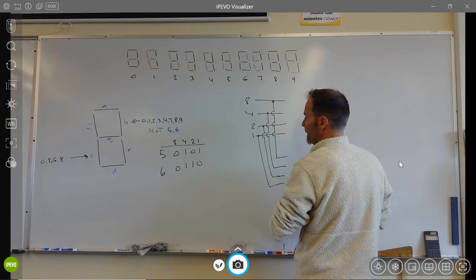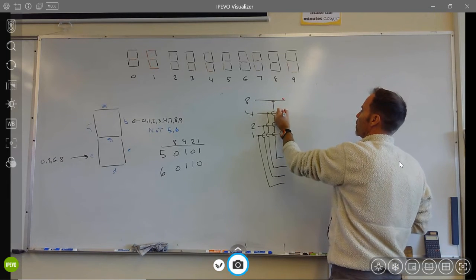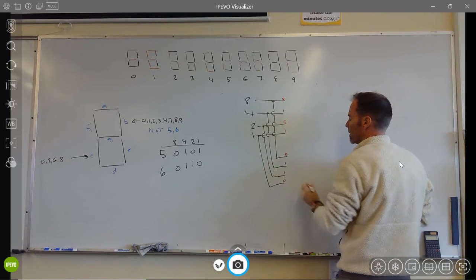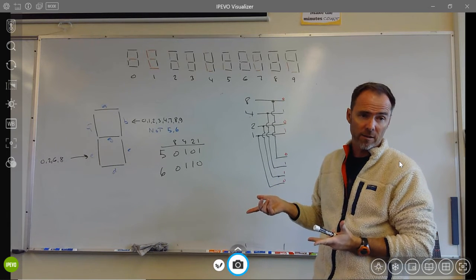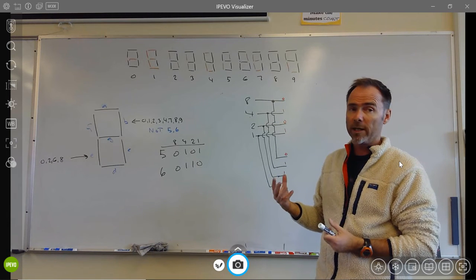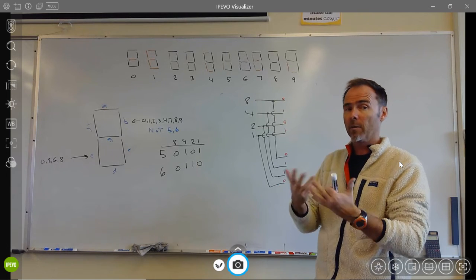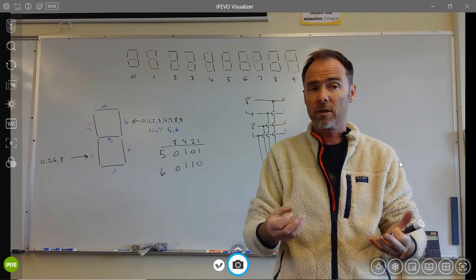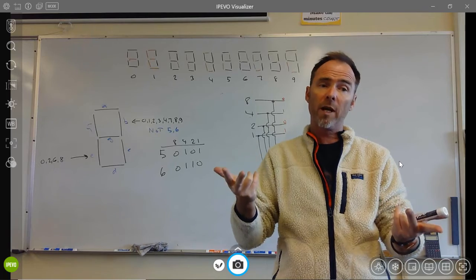I have the 5, which is 0, 1, 0, 1, and I have the 6, 0, 1, 1, 0. So basically, I do not want to light it up on those 2 cases. So I'm going to give a 1 in those 2 cases, and then I'm going to invert it because it's going to give me a 0 in those 2 cases, which is opposite of 0. Remember, there's only 2 choices, would be a 1.